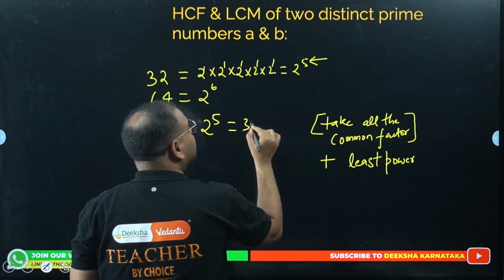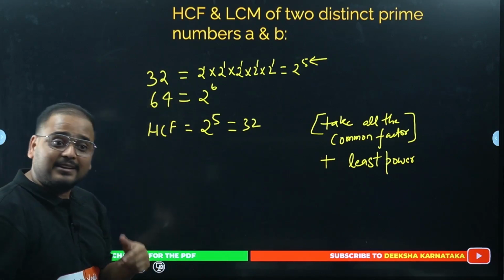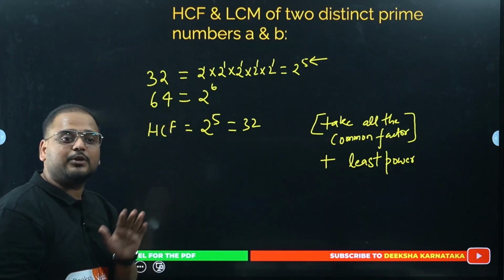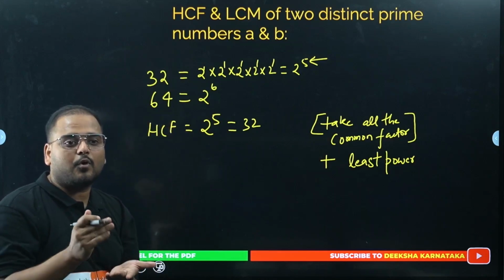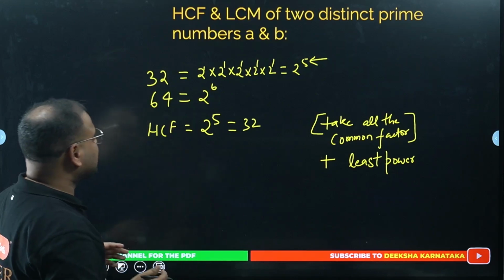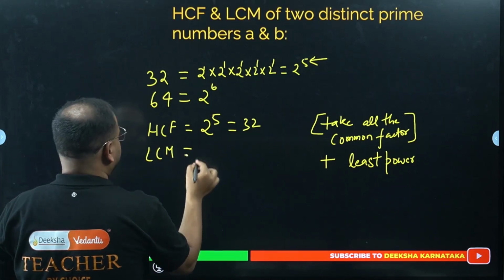So what is my answer? 2 power 5, which is 32. So I can divide the two numbers with 32, no? And that is the largest number. Can I take any bigger number which will divide both 32 and 64? If you take a number more than 32, how can you divide 32? Right? So HCF is 32. What about LCM, sir? What about LCM?